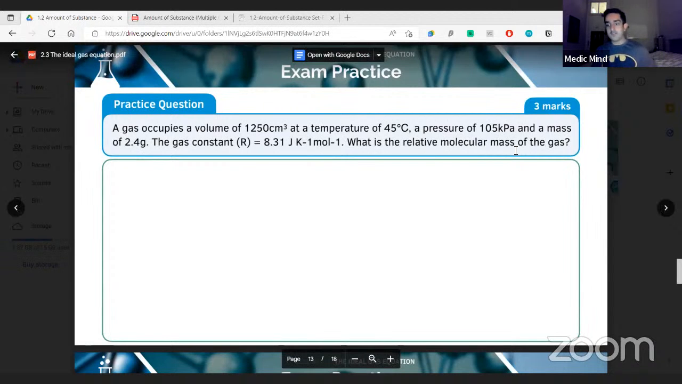Let's do this one together. A gas occupies, so I'm just going to put the unit at the top, and we've been asked to work out the relative molecular mass of this gas, which actually means that we're going to have to work out moles. So PV over RT equals N. You know R is 8.314.